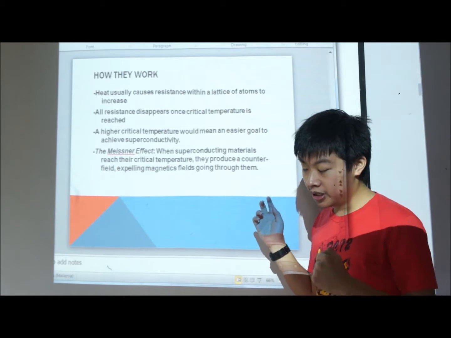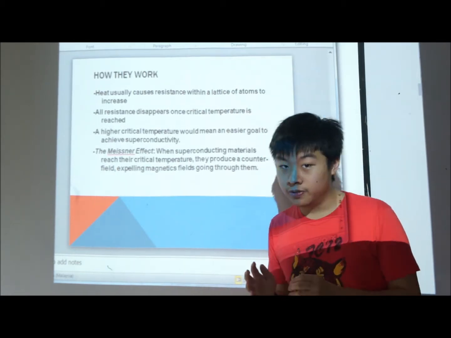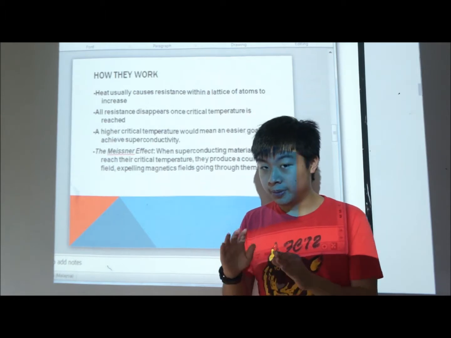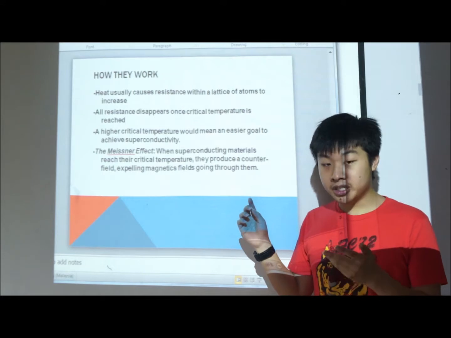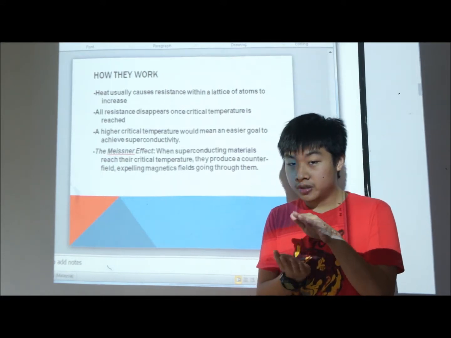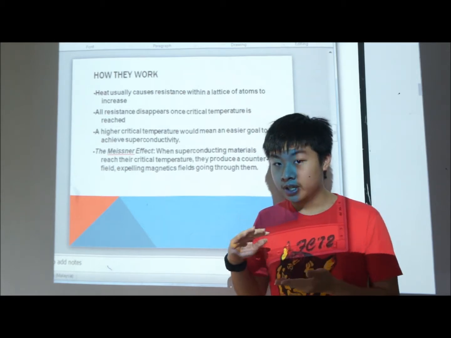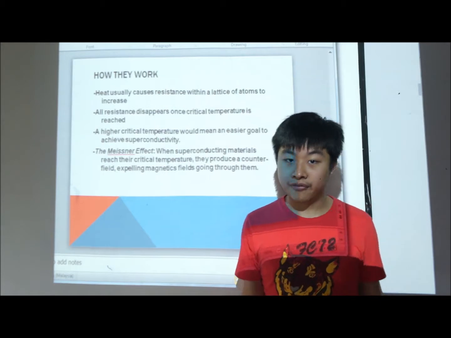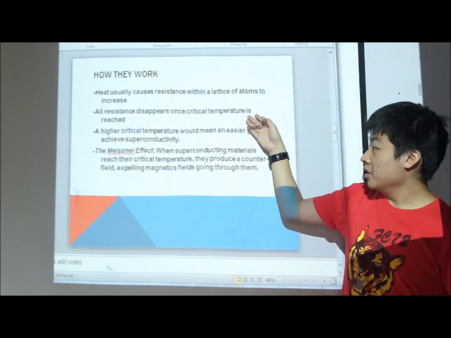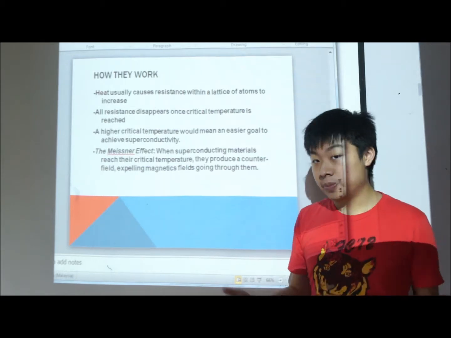So how do they work? When it comes to conductivity itself, there's always resistance, and the problem here is resistance. When there's heat, resistance actually makes the atoms in that material or alloy vibrate. This causes the current to go through resistance and have energy loss. Once they reach their critical temperature, the resistance will disappear.